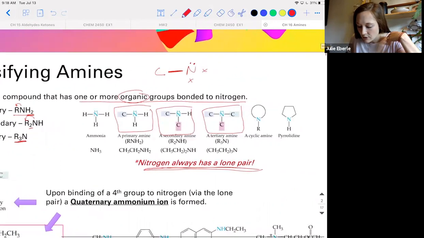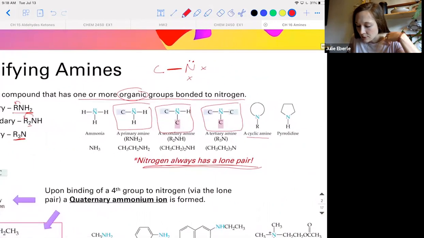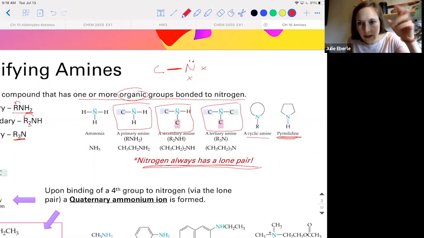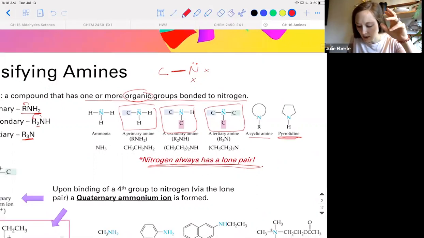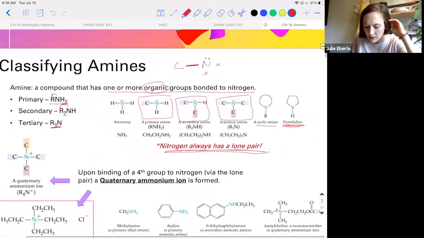Now, you can also get nitrogen in a ring structure. You can have a cyclic amine, or you could have, well, this is actually a special kind of group. I'm going to jump over this one right now. We'll recognize some specific nitrogen ring structures later, but you can have nitrogen in a ring structure. Just know that. We call them heterocycles, and we'll get to those in a minute.